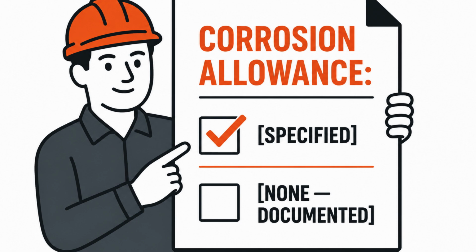UG-25 starts with a responsibility question, and the pattern should feel familiar. It's the user or the user's designated agent who specifies the corrosion allowance, not the vessel designer by default. And here's the part people miss: if you decide not to add any corrosion allowance at all, that's a legitimate choice, but it has to be stated explicitly on the data report. Silence isn't an option. Either a number is specified, or the absence of one is documented on the record.